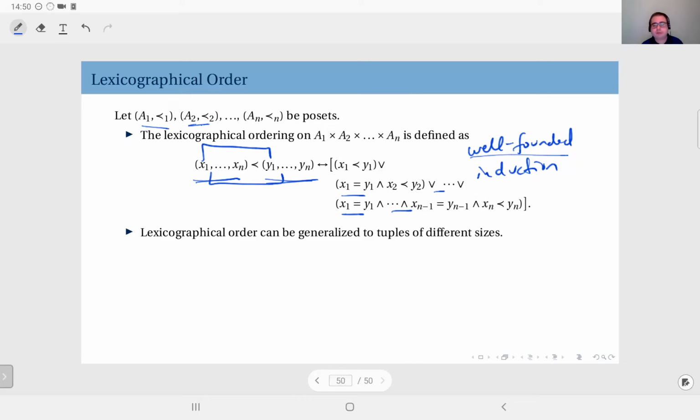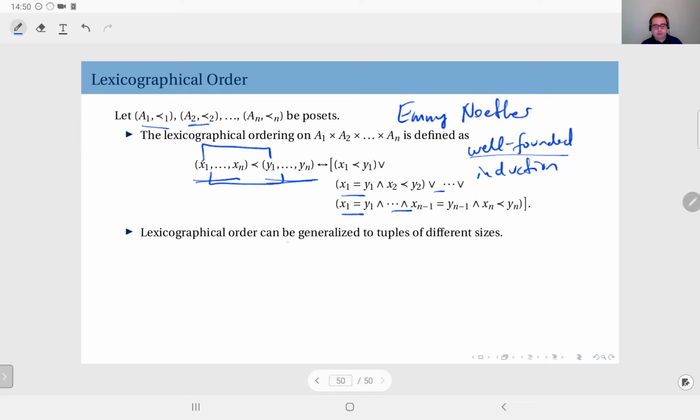This is also called sometimes Noetherian induction after Emmy Noether, a mathematician and a physicist. Very significant contributions also to modern physics as well as mathematics. So lexicographical order is a way to obtain such an order.